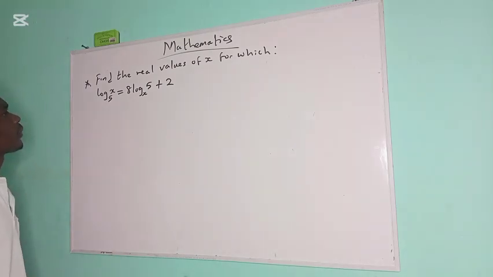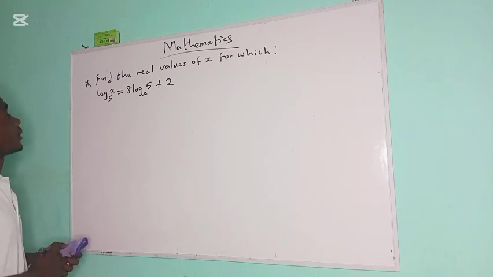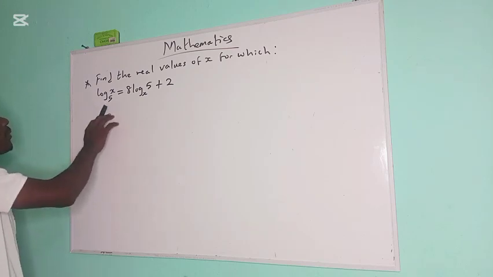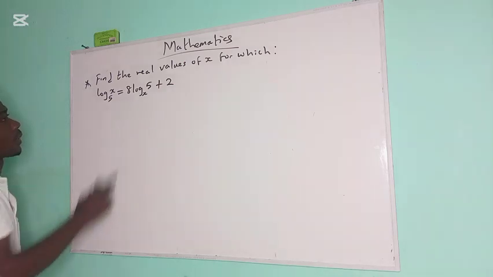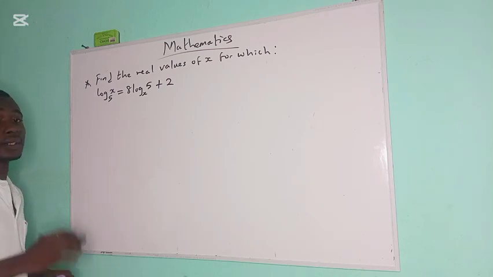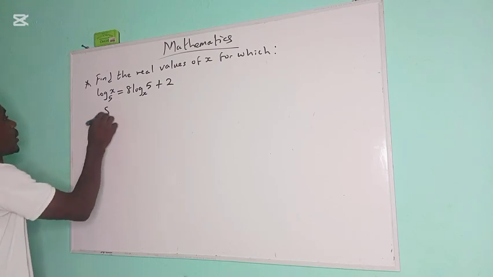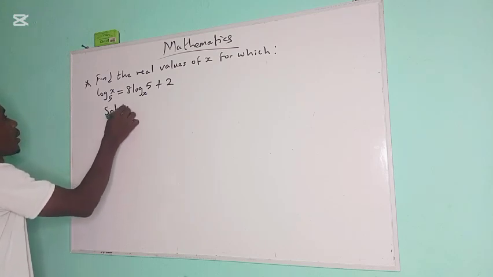So now, how do we do it? Looking at it, we have different bases. We have base 5 and base x. Now, this is what we will do. It's just a logical, simple approach. Now, let's start with this solution.